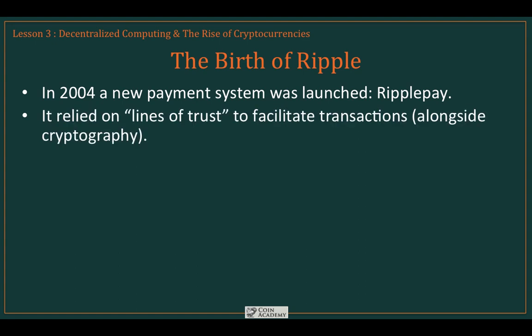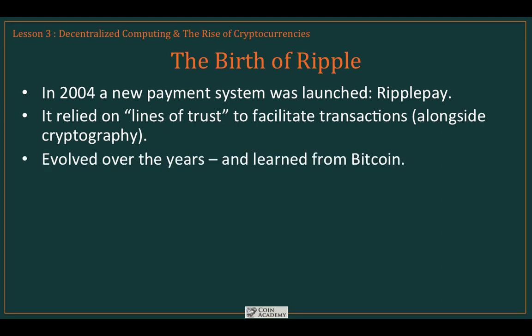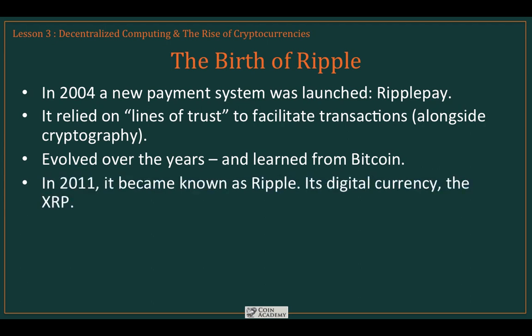Now, that system was interesting in that it relied on lines of trust to facilitate transactions, and it also implemented cryptography to help secure those transactions and maintain privacy. Now, that early payment system, Ripple Pay, existed prior to Bitcoin, but it evolved over the years and it learned from Bitcoin and picked up many of the lessons from Bitcoin. In 2011, it became known simply as Ripple, and its digital currency known as the XRP.